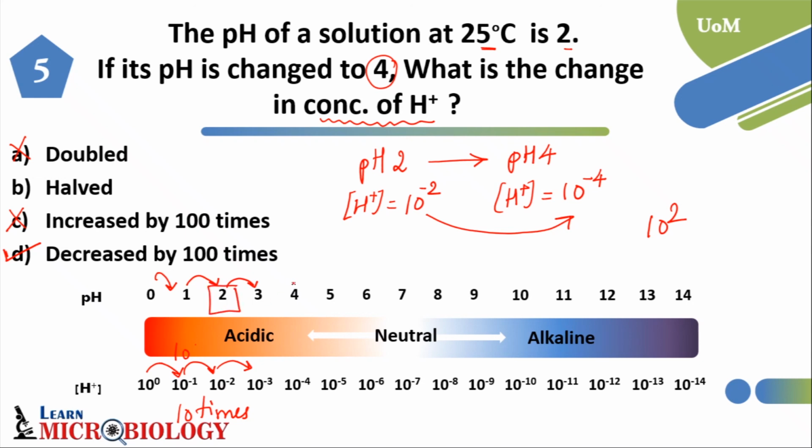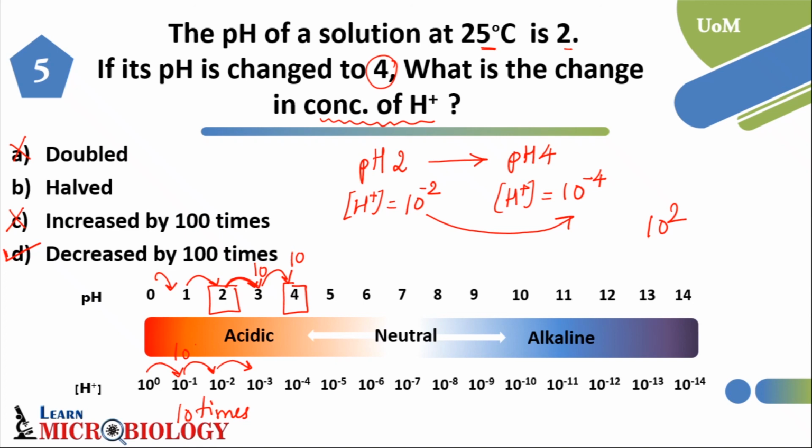So when you move from 2 to 3, there will be a 10 time decrease, and from 3 to 4 again there will be a 10 time decrease. So what will be total? It is going to be decreased 100 times. So remember, whenever you are increasing the pH, for every increase in pH, your hydrogen ion concentration decreases 10 times.